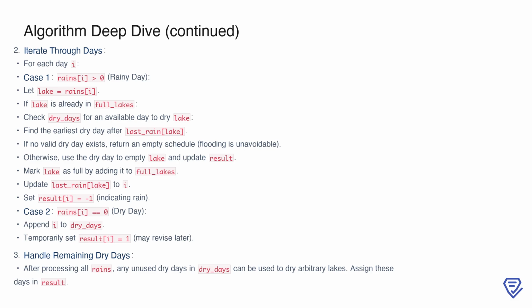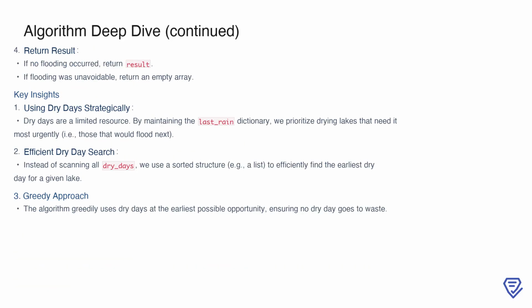If it is a rainy day and the lake is not full, we simply mark the lake as full and record the day in the last_rain dictionary. On the other hand, if it's a dry day, we add the day's index to the dry_days list and tentatively set the result for that day to 1, which we might revise later depending on how the dry day is used.